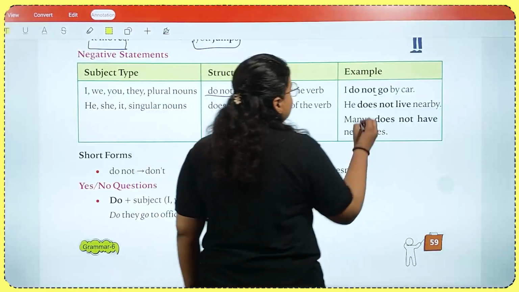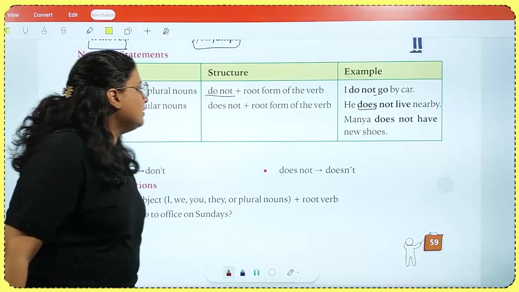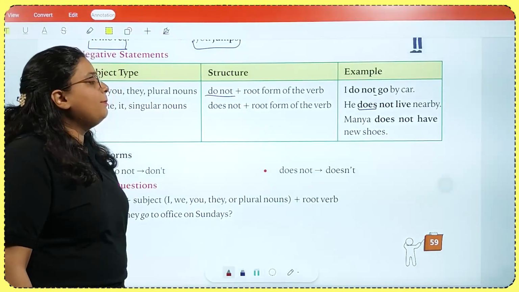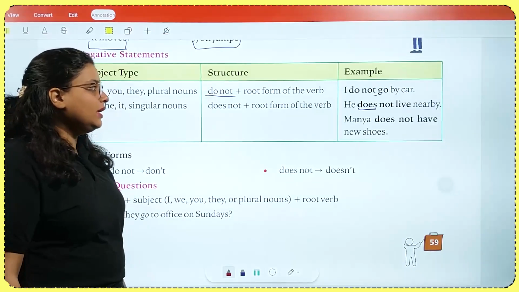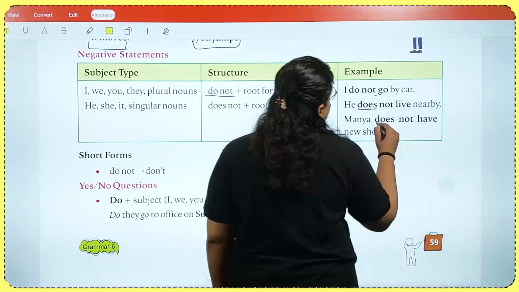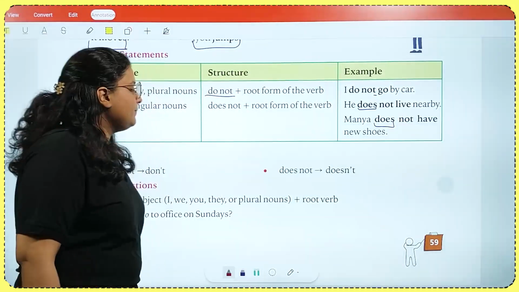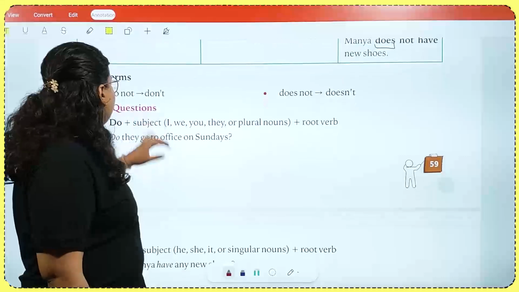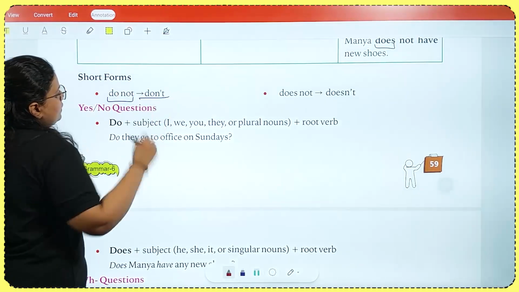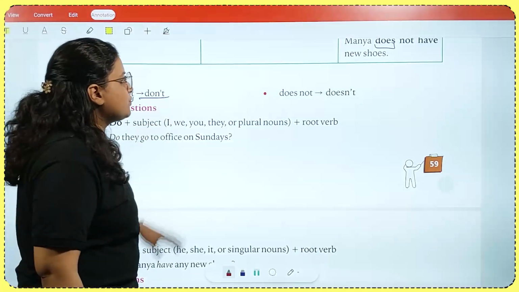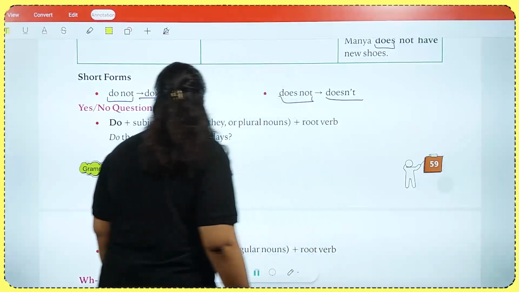So here you use does. That is the only difference. Maya does not have new shoes. Okay, so here you have used the word does in place of do. Okay, short forms. If you want to write do not, you can also write don't, with an apostrophe sign. Does not, you can write doesn't.